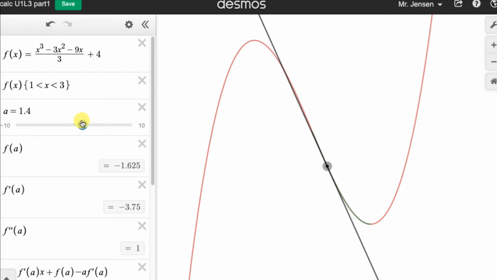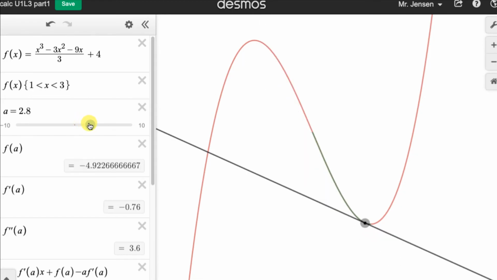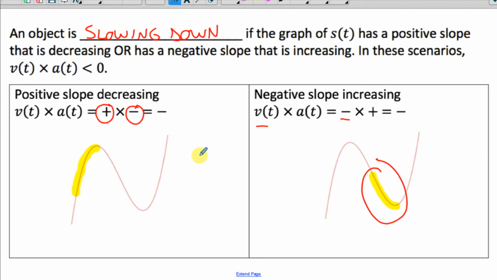They go from negative 4 to negative 3 to negative 2 to negative 1. They're increasing. Those tangent slopes are increasing, which means the slope of the function is increasing. So the acceleration is positive. A negative times a positive is negative, which means slowing down. So once again, in both of these two sections, as you move from left to right, the function is getting less steep, which means slowing down.